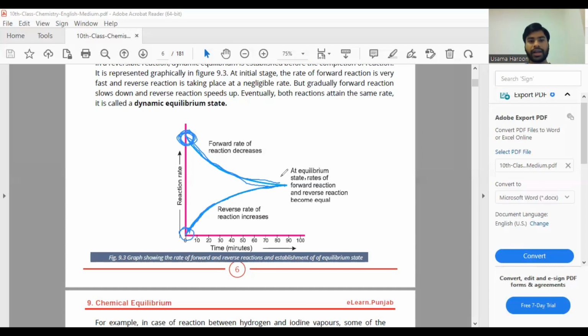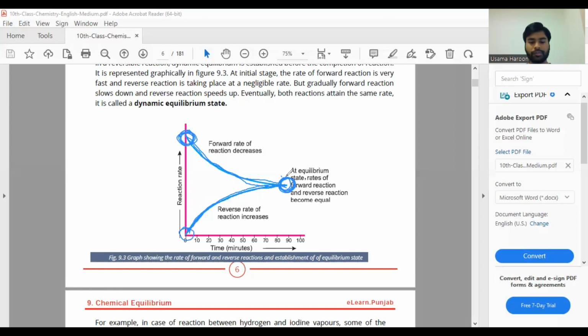Why? Because both forward and reverse reactions are opposite to each other. If the rate of the forward reaction is decreasing with time, the rate of the reverse reaction will increase with time. So as you can see from the graph, the rate of the reverse reaction is increasing with time, and at a certain point, a stage reaches where both of these lines coincide with each other. That is the point which I have marked on the graph.